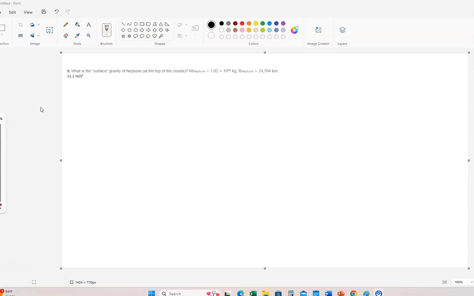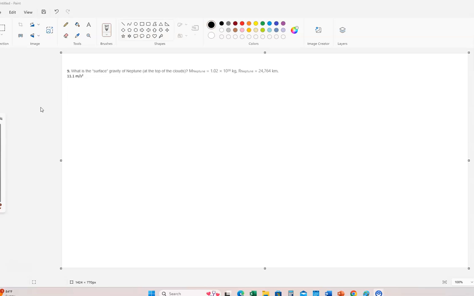The mass of Neptune is given to us as 1.02 times 10 to the 26 kilograms, and the radius of Neptune is given to us in kilometers, 24,764 kilometers. All right, and there's the answer. The answer turns out to be 11.1, but we're going to prove that now.